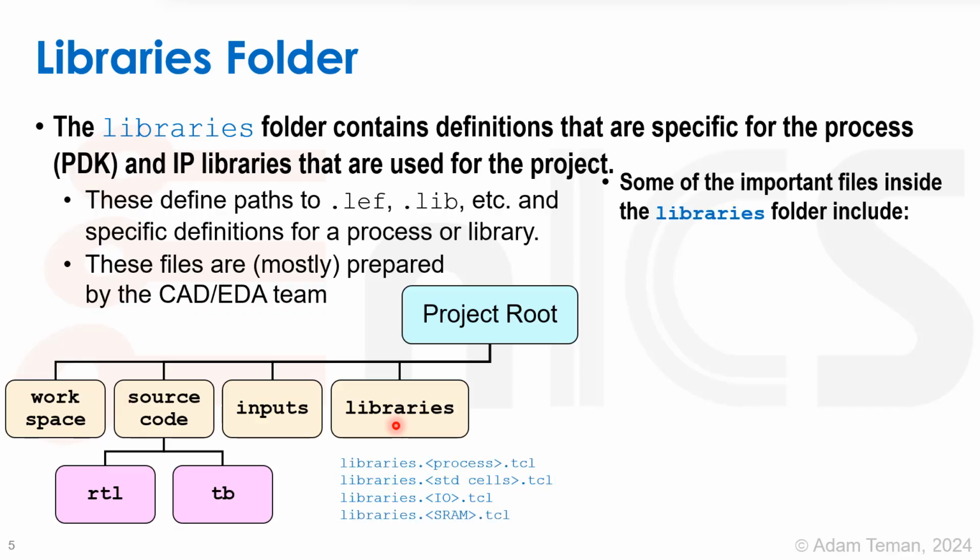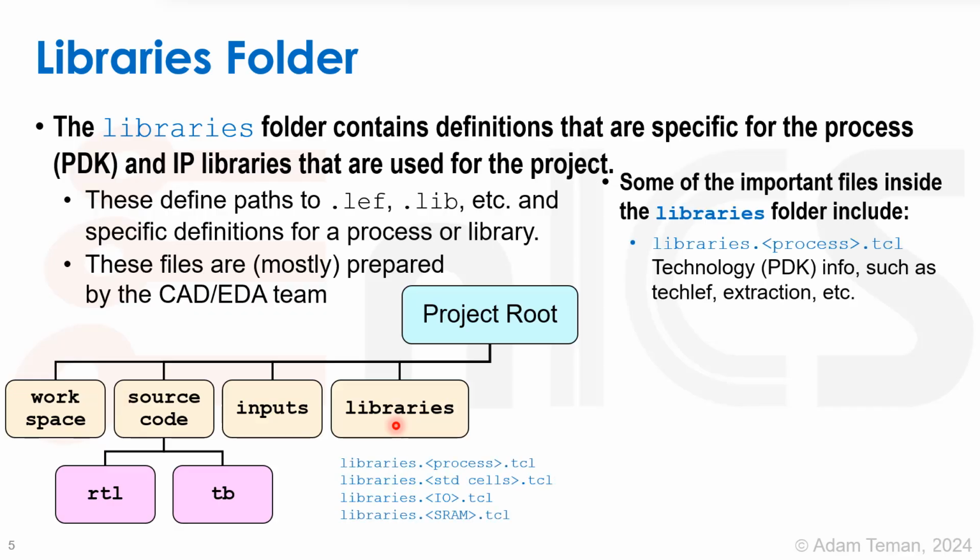So what are the things that we have inside? Well, some of them are these libraries process. This is usually going to be the process name or something like that, which is going to have all kinds of technology info from the PDK that's not specific to the standard cell library or some sort of IP, like the tech LEF, the extraction data, stuff like that.